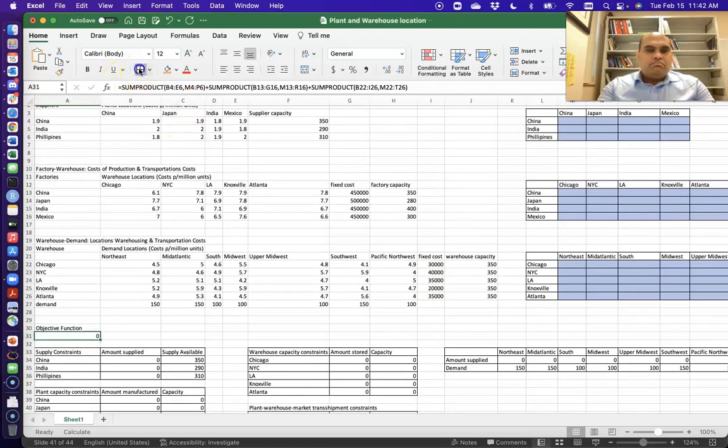Let me just color the objective function also. I'm just going to color. So that's my objective function right there. All right. So with this, we have done all our setup. Let's put it into the solver and solve it, right?